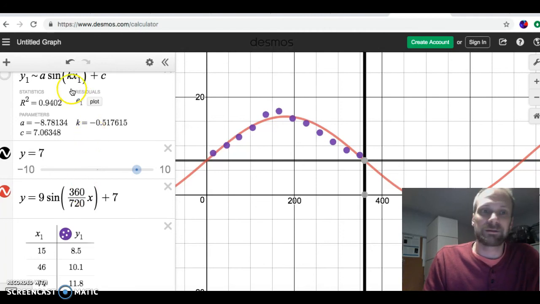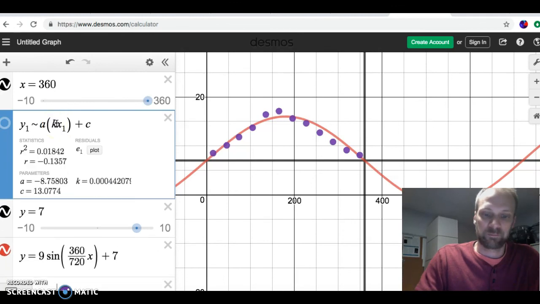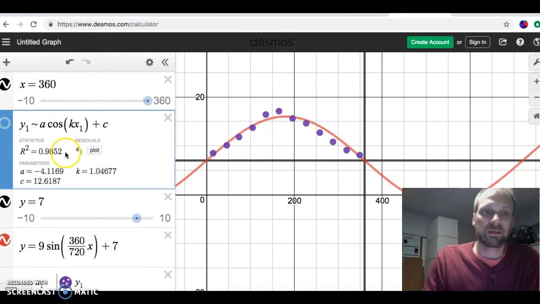Now, just to finish, if I change this to cosine, you actually end up with a nicer graph. You get a different set of values, and you get a more perfect graph, but that's something we can talk about a little bit later.